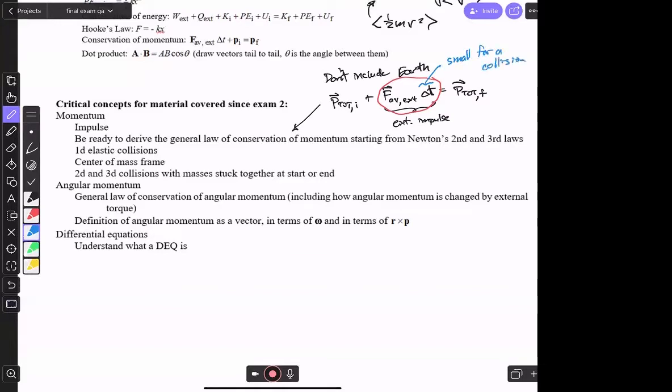And we can also make the reasonable assumption that the average external force during the collision due to friction is small. So if we're talking about friction, then that average external force is small compared to the forces that the colliding objects exert on each other.